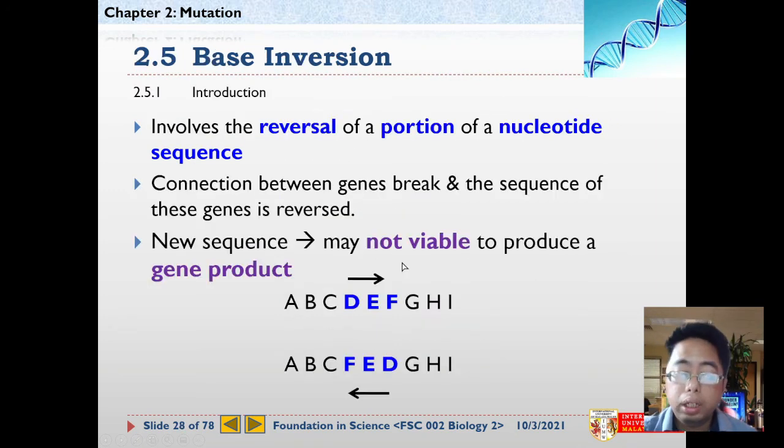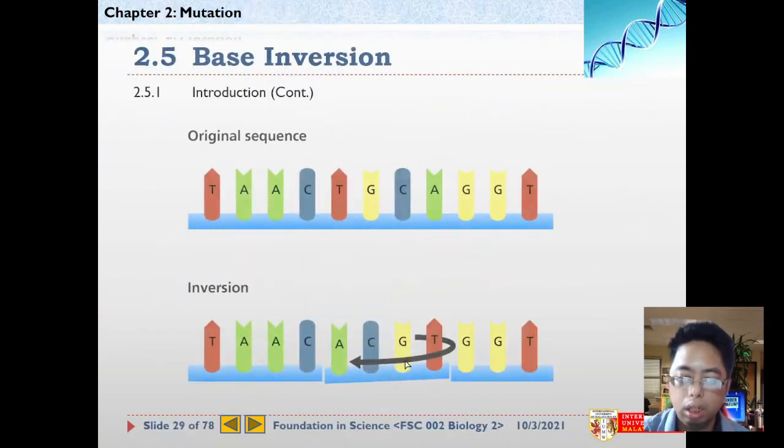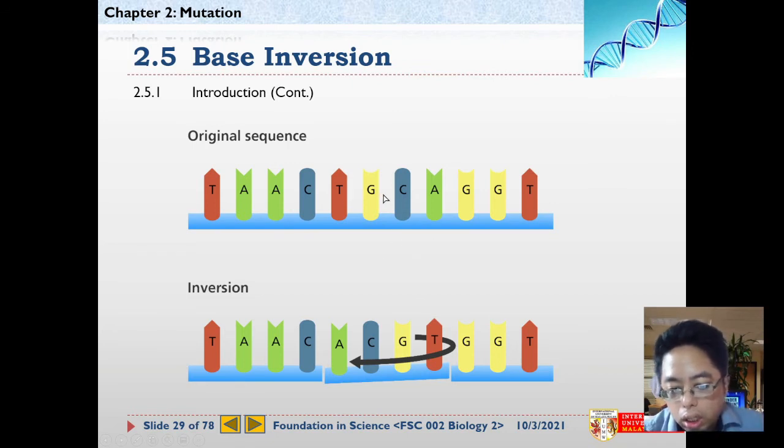Now we move to the base inversion. The base inversion involves the reversal of a portion of a nucleotide sequence. Connections between genes break and the sequence of these genes is reversed. In the new sequence, it might not be viable to produce a gene product. So you have ABCDEFGHI. If it is inverted, it becomes ABCFEDGHI. So original sequence, and then the inversion, you have TGCA becomes ACGT.